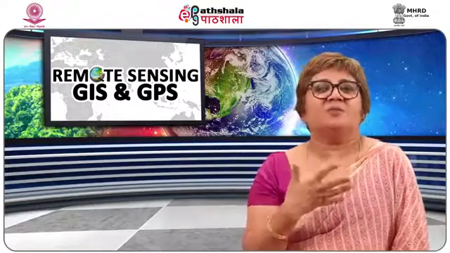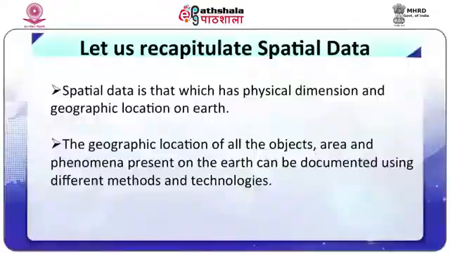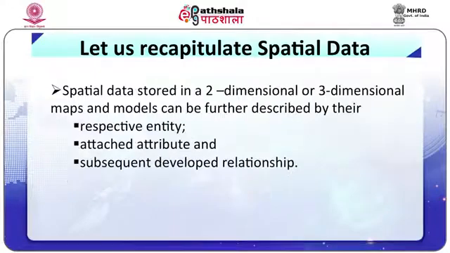To understand data models, let us recapitulate spatial data. We know that there are two types of data: spatial data and aspatial data. Spatial data is that which has physical dimension and geographic location on Earth. The geographic location of all the objects, areas and phenomena present on the earth can be documented using different methods and technologies. Spatial data stored in two-dimensional or three-dimensional maps and models can be further described by their respective entity, attached attribute and subsequently developed relationship.